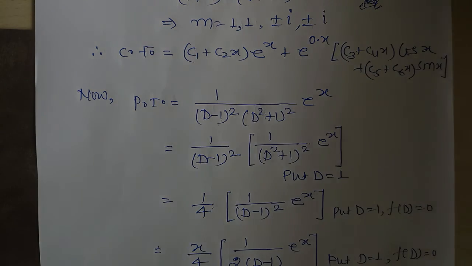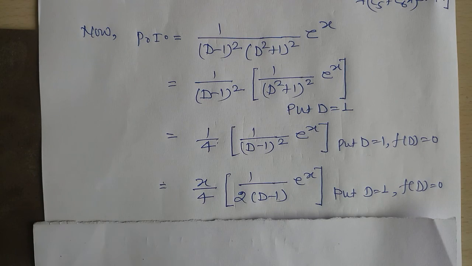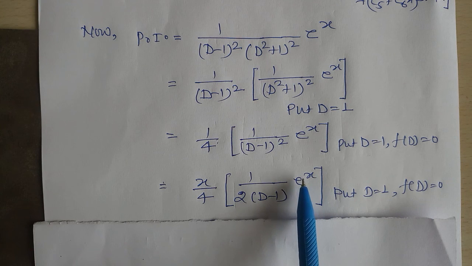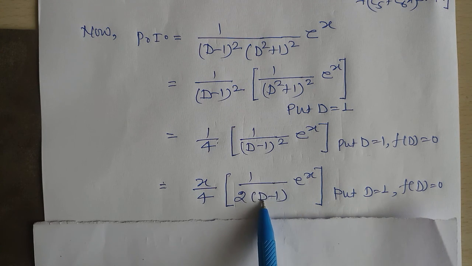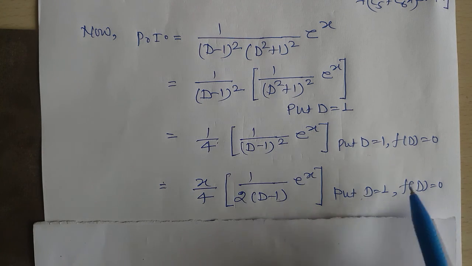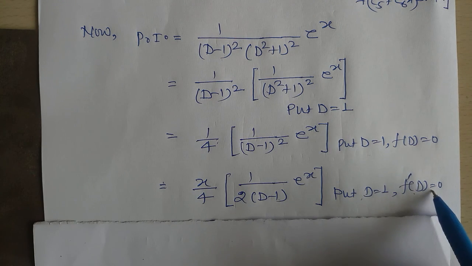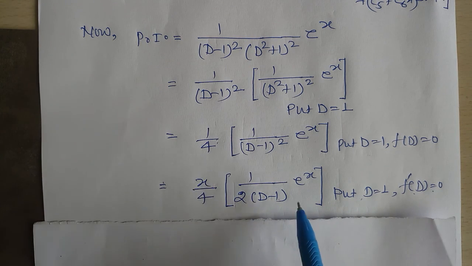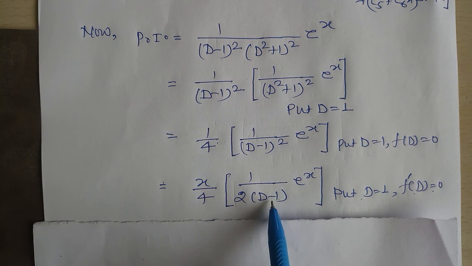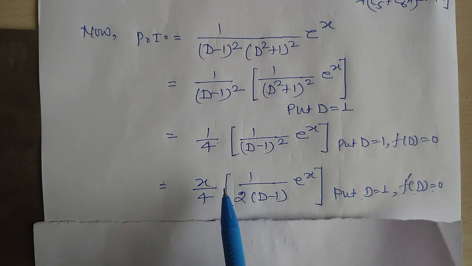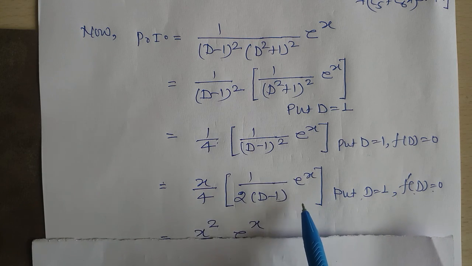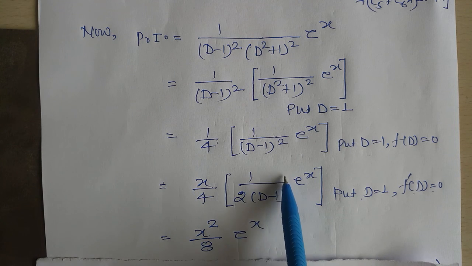Now put D equal to a. Because of exponential function, to get PI, put D equal to a, and a is 1. So again 1 minus 1 is 0. So put D equal to 1, f dash D becomes 0. So again we multiply this numerator by x. So we get x square here, and differentiate this denominator with respect to D. So we get 1 minus 0, that is 1. The derivative of D minus 1 is 1. So we get x square by 8. This derivative is 1 into e raised to x. So x square by 8 into e raised to x.